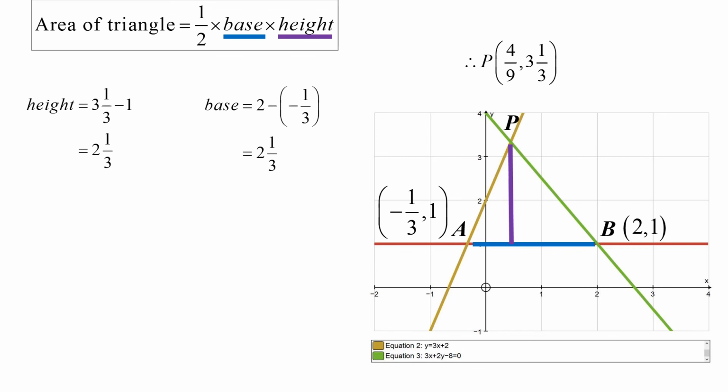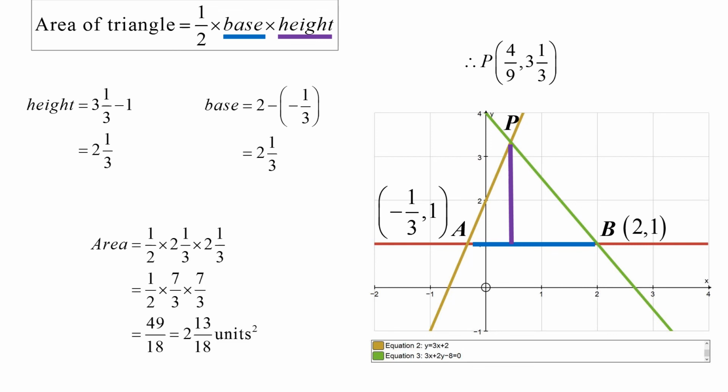For the base, we will find the distance between the points A and B, so I will take the x coordinate of B, subtract the x coordinate of A. So 2 subtract negative 1/3, so I actually have to add 1/3, so I'll get also 2 and 1/3. It's a coincidence. So now I can substitute my values into area of triangle equals to half times base times height. That will give me half times 2 and 1/3 times 2 and 1/3.